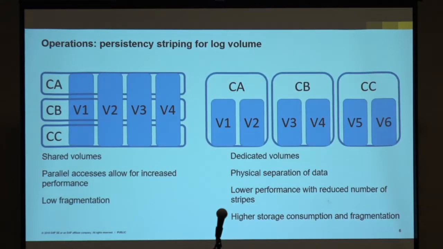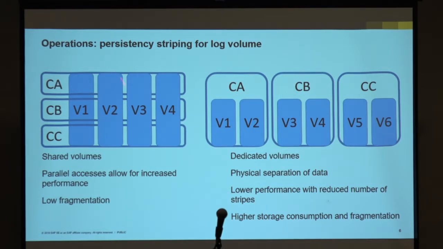So now let's have a look at operations. First of all, for managing the log volume of the database, you see we have 3 containers in this example, CA, CD, CC. And the two options are either to share the storage volumes among all the containers on the container host system, which of course, if we do striping of the volumes, increases the performance, throughput, and also latency.